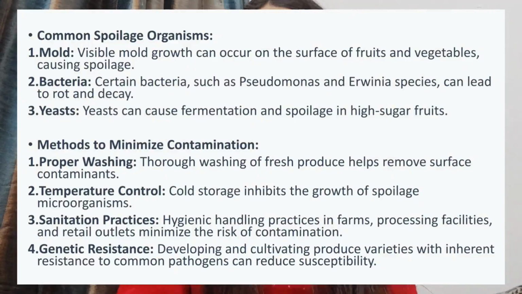Then cross contamination. During handling and processing, microorganisms can spread from one piece of produce to another. So cross contamination also occurs in vegetables and fruits. Then we have common spoilage organisms for vegetables and fruits, which are mold, bacteria and yeast. On fruits and vegetables, mold growth can be seen, which causes spoilage. Bacteria like Pseudomonas and Erwinia species can lead to rot and decay. Yeast can cause fermentation and spoilage in high sugar fruits, as we have already discussed with sugar products. Fruits which have high sugar content attract yeast, and yeast attacks them and lets the spoilage do the rest of the work.